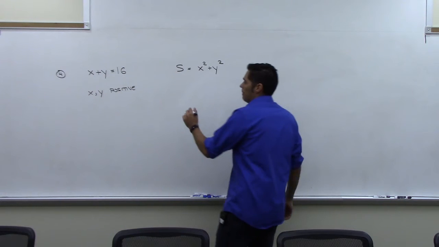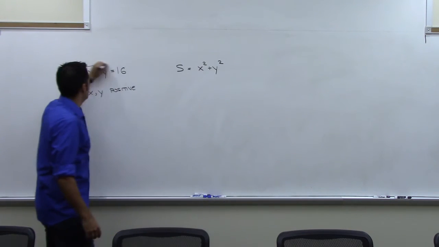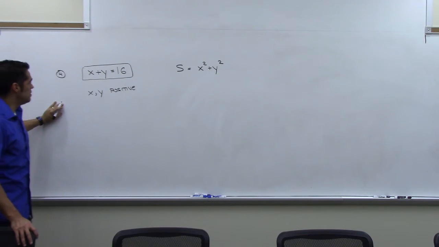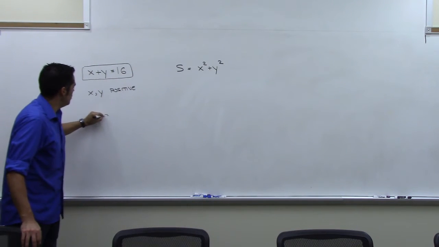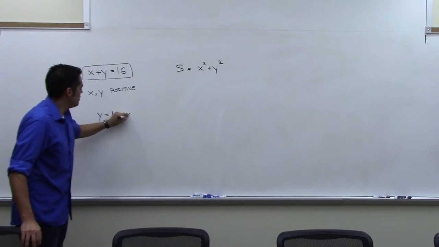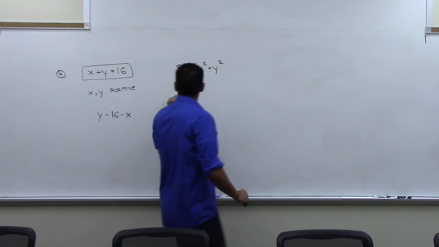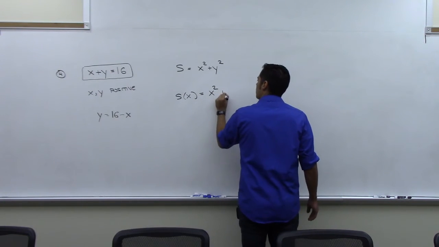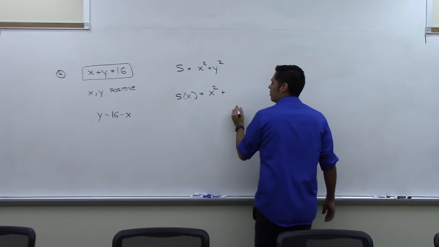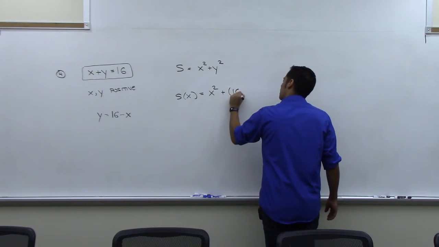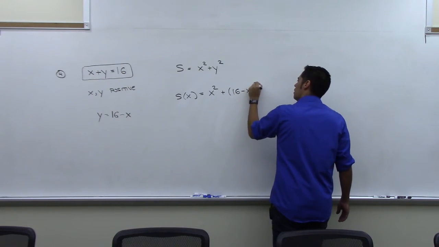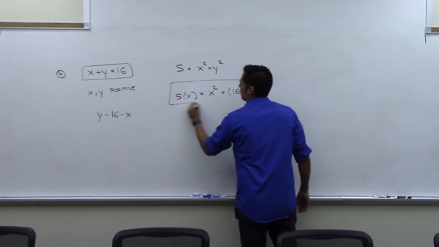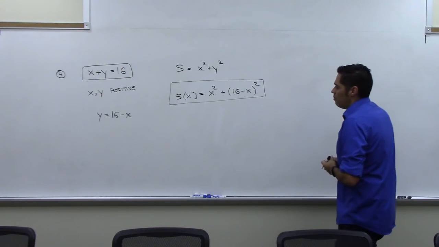So what I can do is I can come back over here to the constraint. I know that those two numbers added up together have to be 16, which means that y must equal 16 minus x. Then I come back over here and I replace my y. And when I do that, I now write s as a function of x. This is 16 minus x squared. So there is my sum function, okay? And I want the domain.